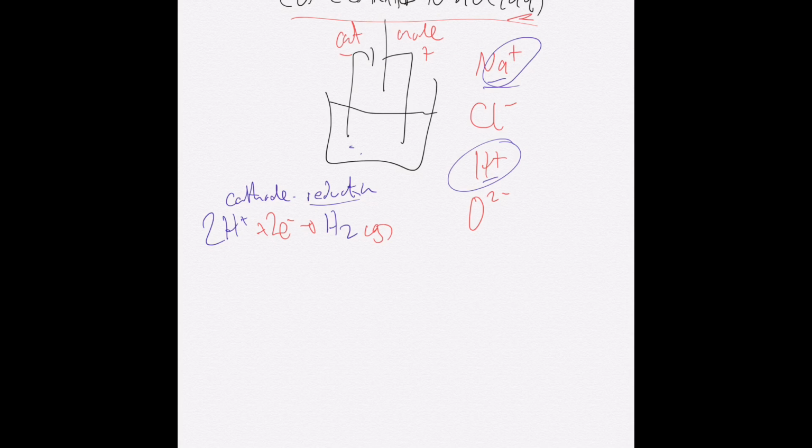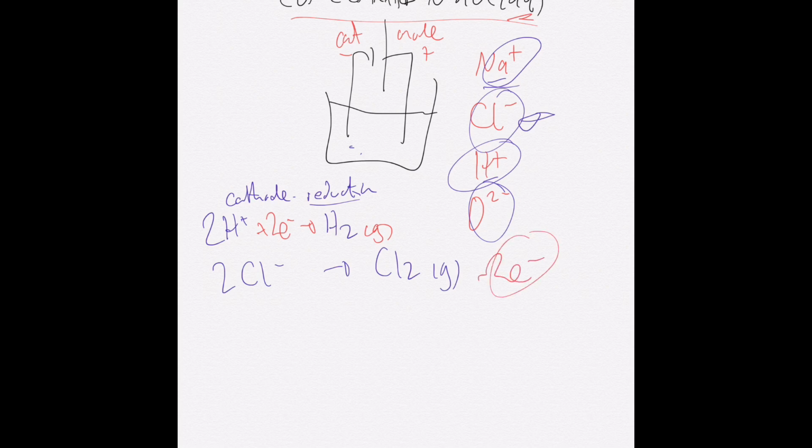What do we get at the anode? Well, we could get oxygen, or we could get chlorine. But remember the previous page? If it's concentrated, you get the halogen. So that's Cl-. It's going to make Cl2 gas, gaseous chlorine. That means there are 2 chlorine atoms there, and we need to have 2 electrons there.